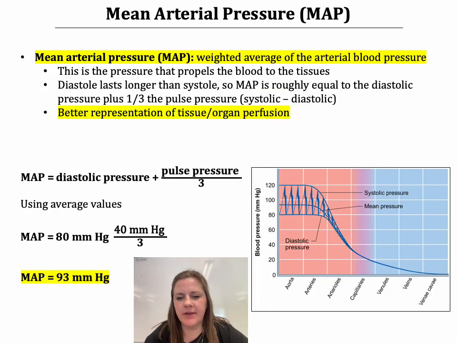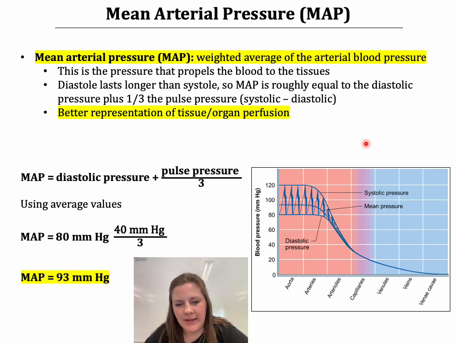So after the systolic and diastolic pressures have been calculated, we can obtain some other values. So we can calculate a pulse pressure, which I talked about on the previous page, being a difference between the systolic and diastolic pressure. And then we can take it a step even further and calculate a mean arterial pressure, or MAP. So this is a weighted average of the arterial blood pressure.